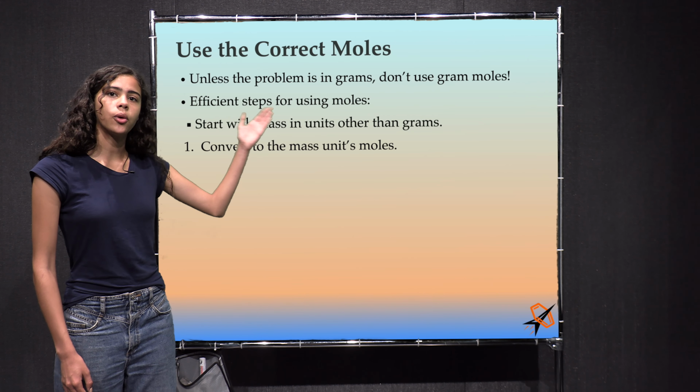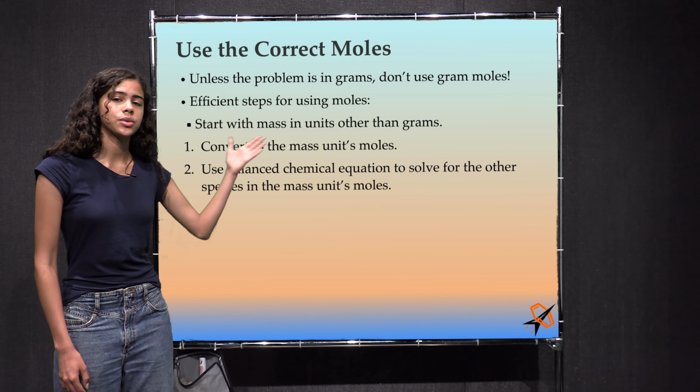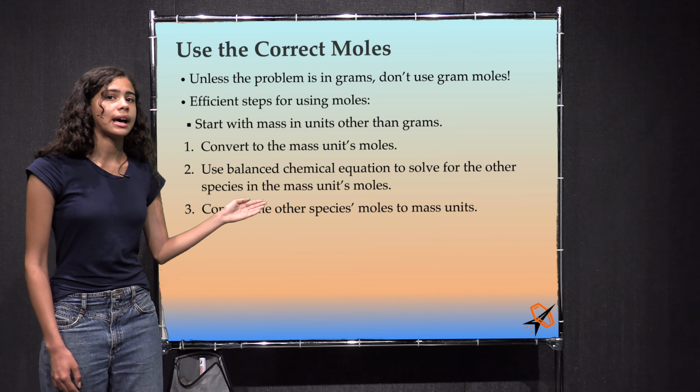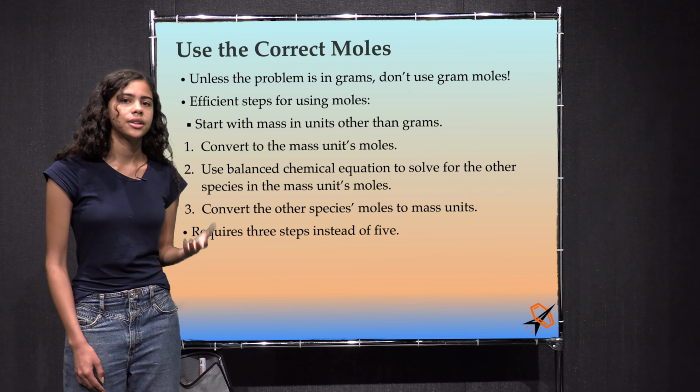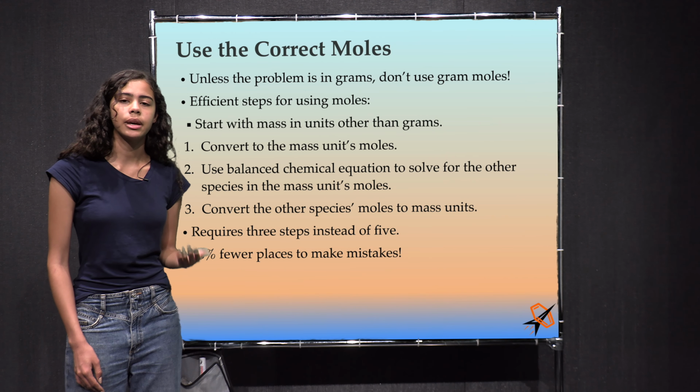With the original mass unit moles, the steps are 1. Convert from mass to moles with the molar mass. 2. Use the chemical equation to find the resultant moles. And 3. Convert from moles to mass. 3 steps instead of 5 for the gram mole results in 40% fewer places to make a mistake.